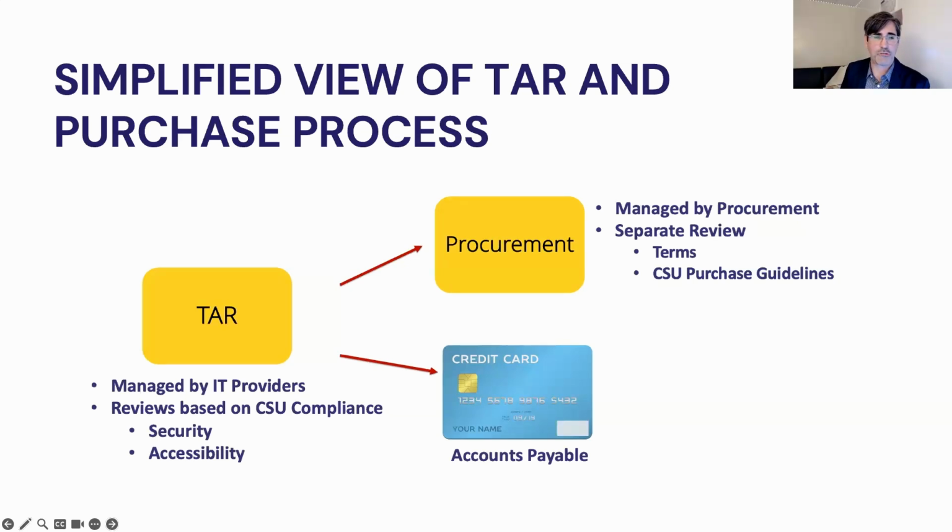This diagram shows a really simplified version where upon approval of a TAR, if you're making a requisition, you move on to procurement to process that requisition. Procurement has its own set of review items and tasks that need to be completed in order for that purchase to go through. Additionally, users can purchase the IT goods and services on a credit card. In that particular case, users are looking at a review process after the purchase. Next slide.